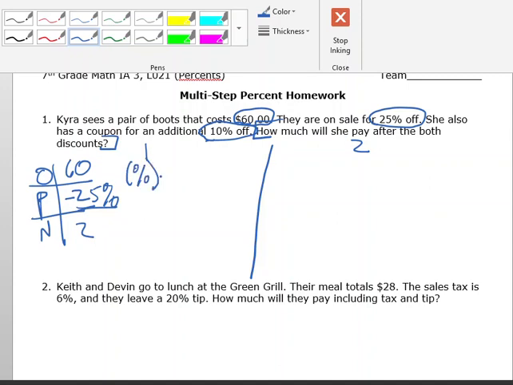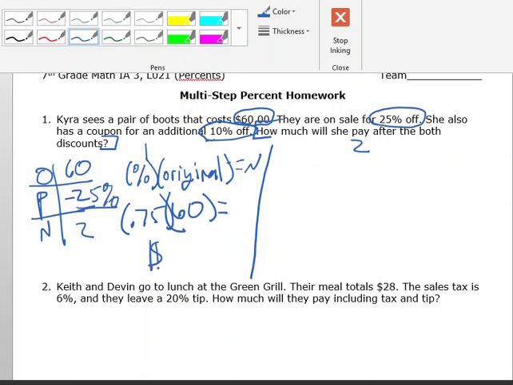So percent times original equals N. The percent that she's paying is 75% times 60 is equal to, all right, so I'm going to use my calculator and I'm going to go 0.75 times 60 is equal to 45, okay? So she paid 45 bucks. But she has another discount.